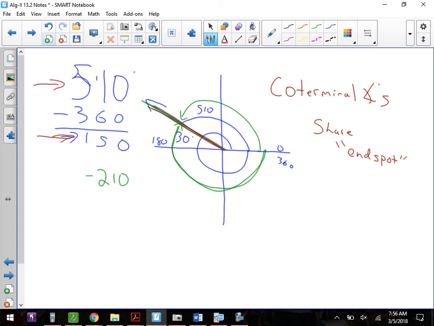So angles that have the same position are just called coterminal. So you have 150, negative 210, and 510. These are all coterminal. They're all coterminal.